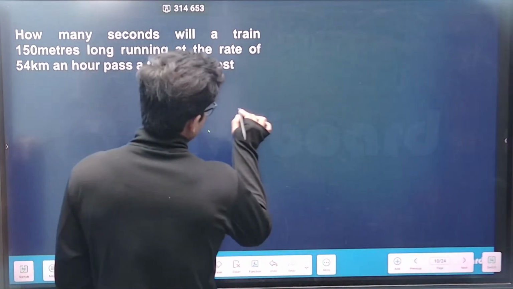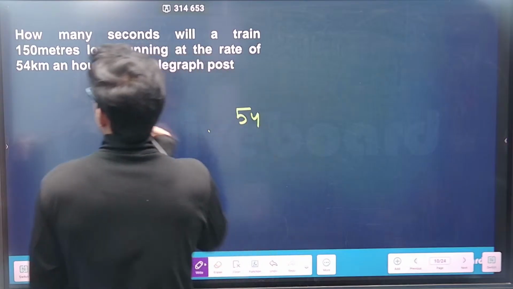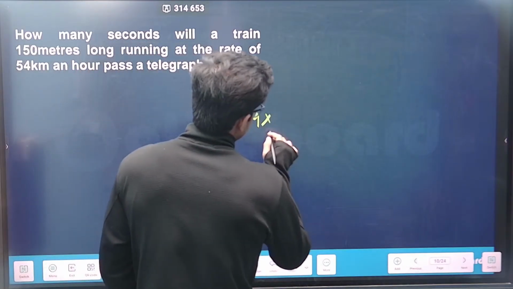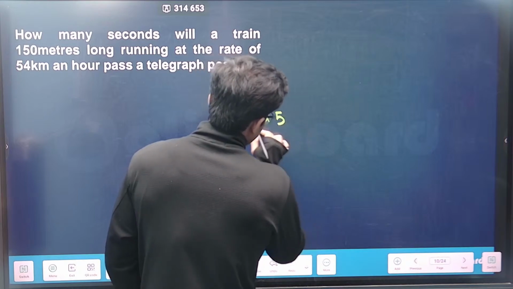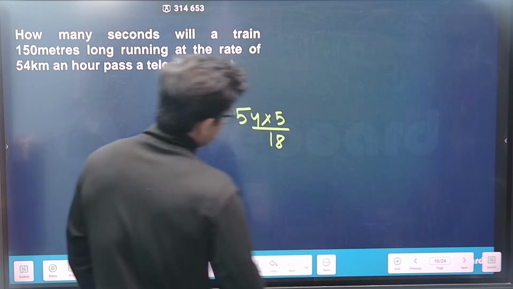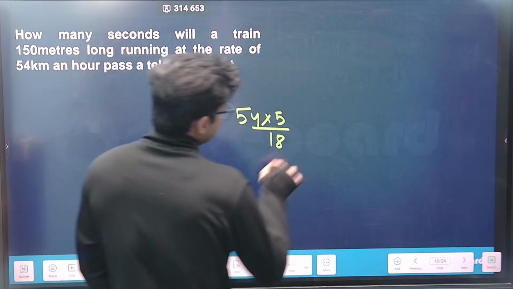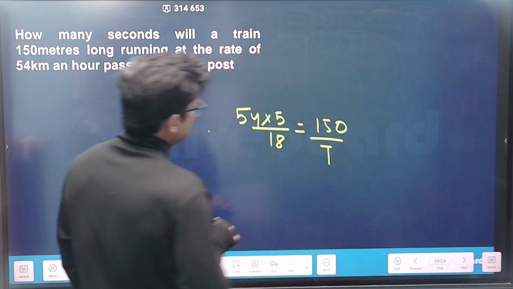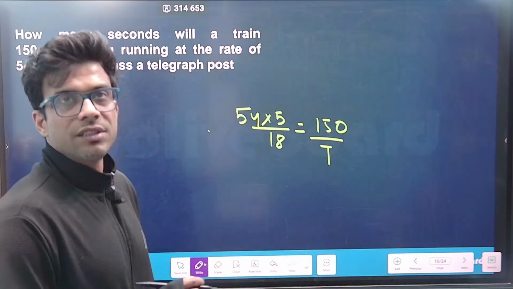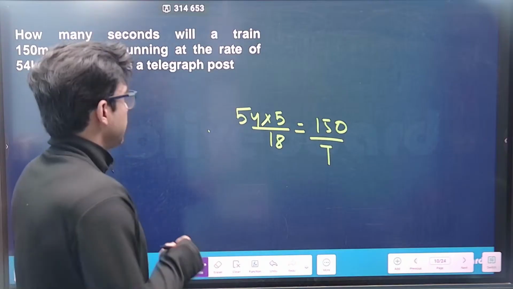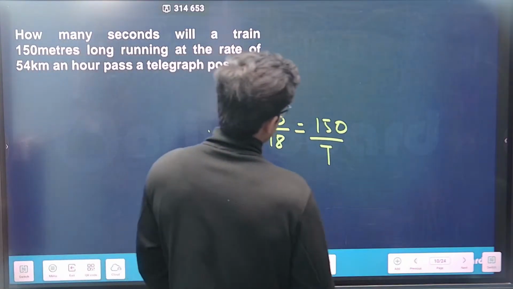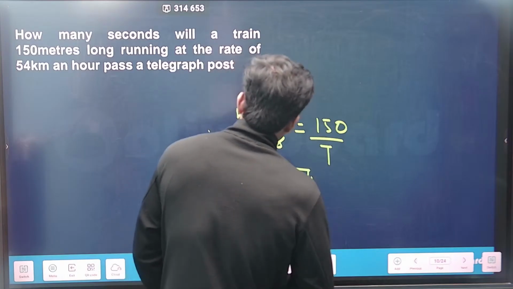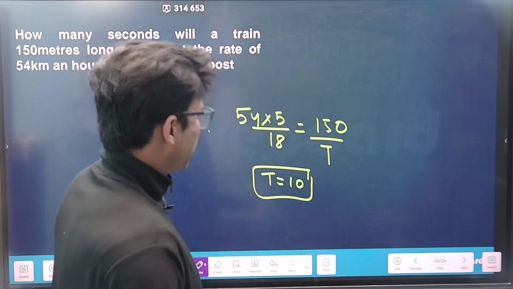Now 54. First of all, it is in kilometer per hour. So 54 into 5 by 18. Is it right? Speed equals distance by time. Distance is basically 150 and the time would be t. Correct? This much is clear to everyone. So from here the t would be 10. I don't think any of you would have a problem in this.